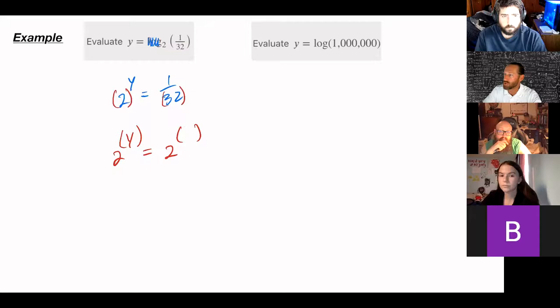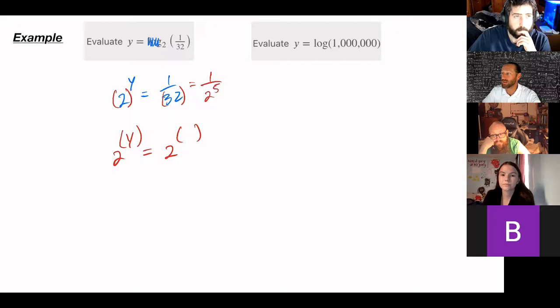And is that one of those that Drew was naming off? Negative 4. Careful. It's actually 5. Use your fingers if you have to. 2 times 2 is 4. Times 2 is 8. 16. 32. 5 of them. Right?